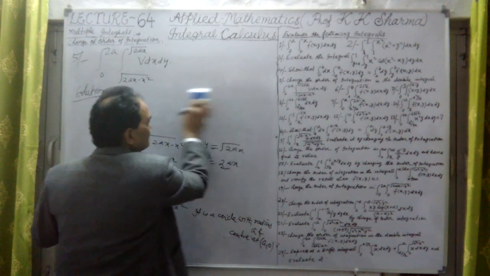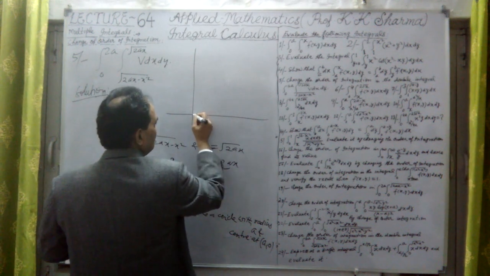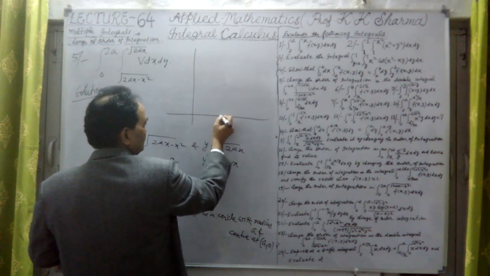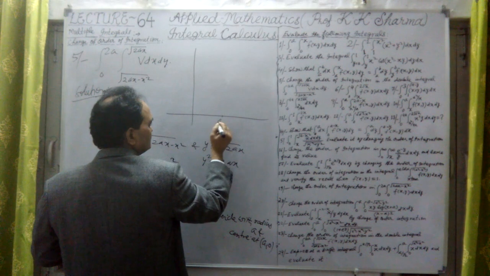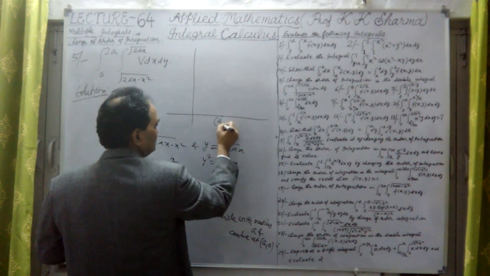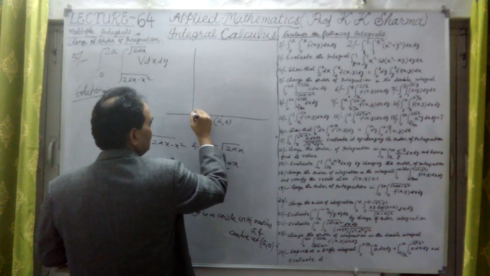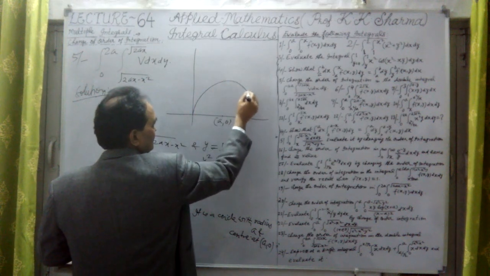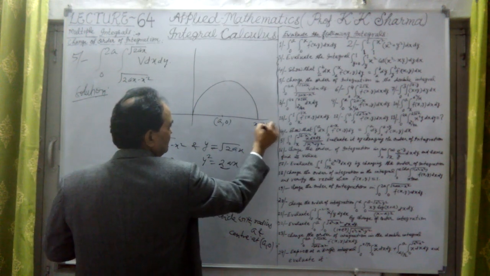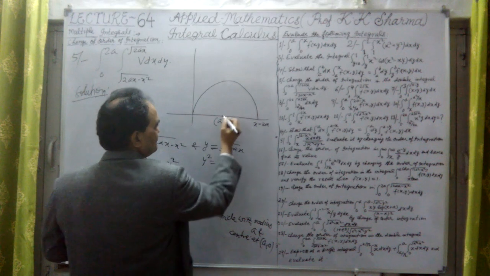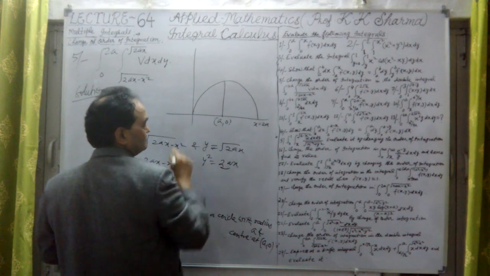So the figure is like this. This circle is passing through the origin. The center is at (a, 0). The y coordinate is 0, so the center lies on the x axis. Let me take this circle. Here it is x equal to 2a, because this is a and this a is the radius of the circle.